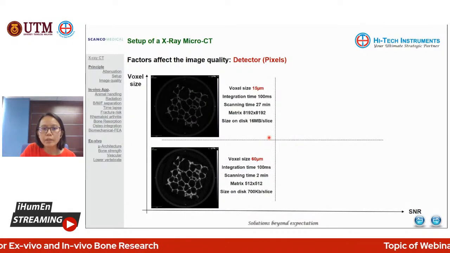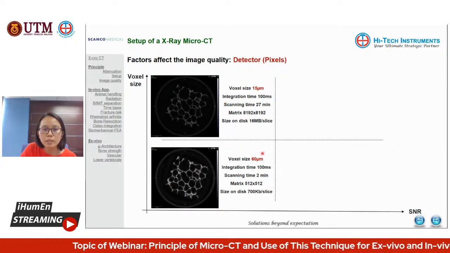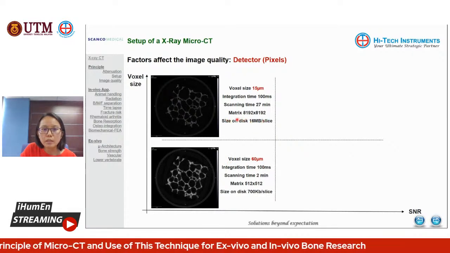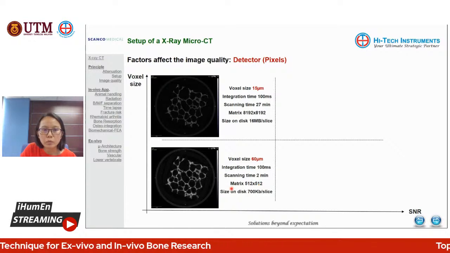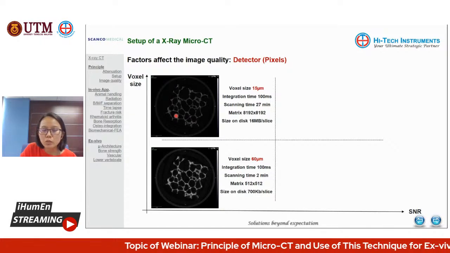So let me give you an example here. This is a low magnification. We captured this by using a voxel size of 50 micron, and this is captured by using a voxel size of 60 micron. You can see the matrix here is 8K by 8K, and the matrix here is 512 times 512. From this lower magnification image, you wouldn't see much difference. So overall the pictures look okay.